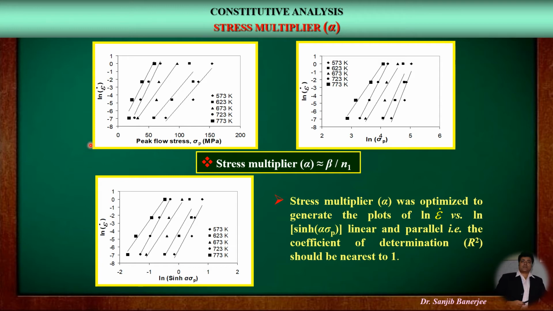If we draw the plots of log of strain rate versus the peak flow stress sigma p at different given values of temperatures, we get different sets of points, and straight lines may be fit through these different sets of points corresponding to the different temperatures. From the previous section, we have learned that the average value of the slopes from these straight lines will give us the value of beta with respect to the second constitutive model.